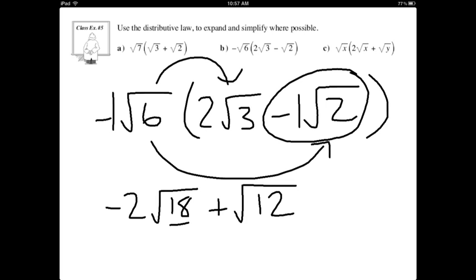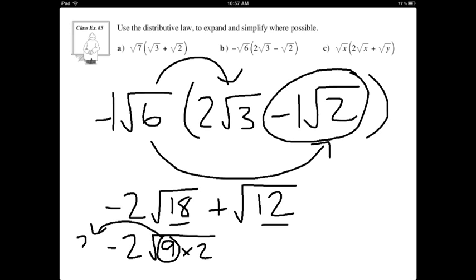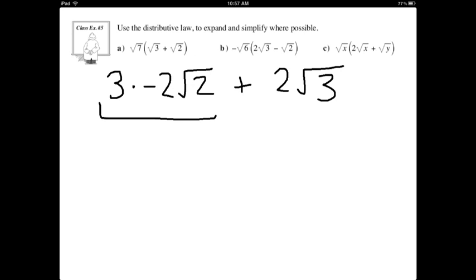These can be reduced. You have negative 2 on the outside, and this is 9 times 2. With 9 being a perfect square, you can pull that out, and now that's a 3 times a negative 2. With 12, that's a 4 times 3. With 4 being the perfect square, that can be brought out, now that's a 2. To condense this, 3 times a negative 2 is negative 6 root 2, plus 2 root 3.